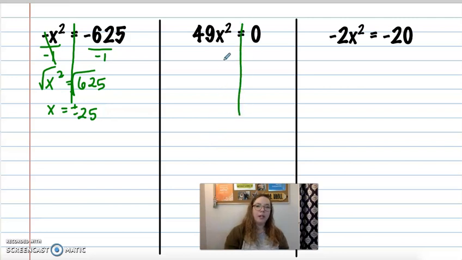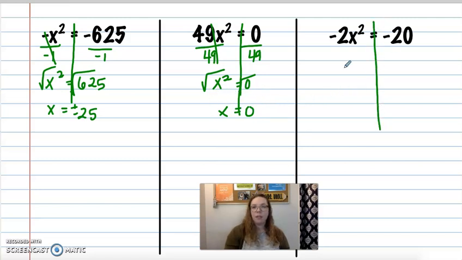Okay, on this one, I'm going to divide by 49 on both sides to get x squared by itself. So I end up with x squared equals 0. And then square root both sides, I'll get x equals 0. So this is a case where we just have one solution.